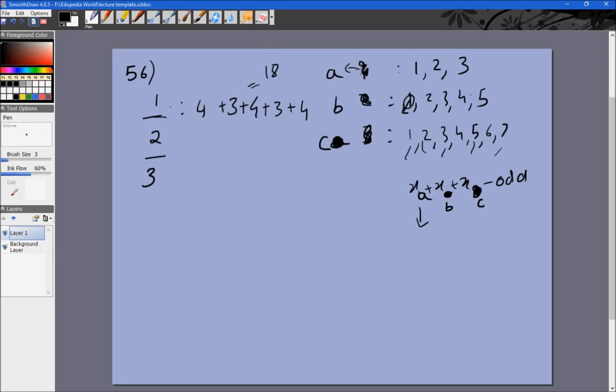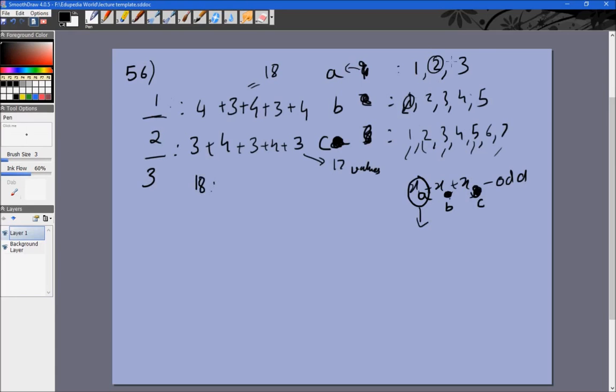Let's say we took XA to be 2. Then 2 is even, so XB plus XC has to be odd. So if XB is 1, XC has to be even, 2, 4 or 6, 3 values. If XB is 2, XC has to be odd, 4 values. 3, 4 and 3, just like that, which gives us a total of 17 values. And if XA is 3, there will be again a total of 18 values.